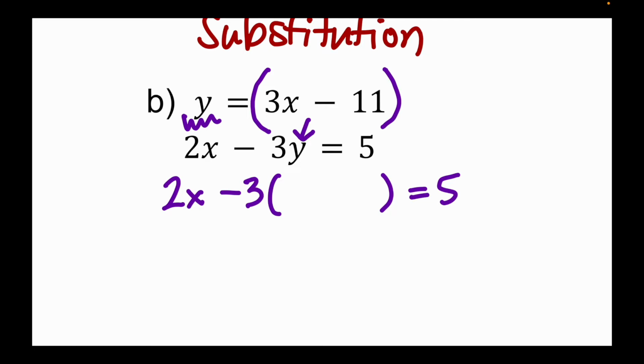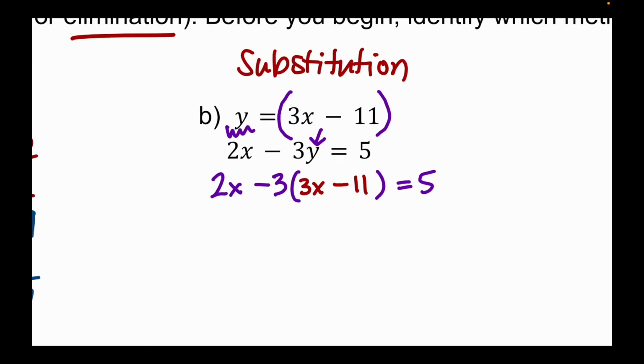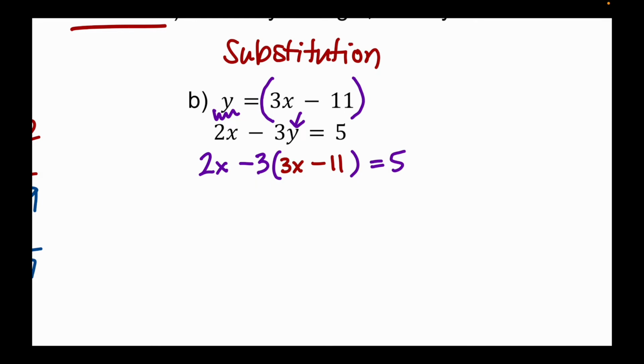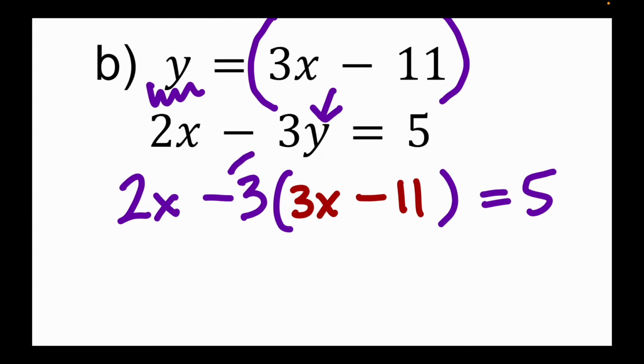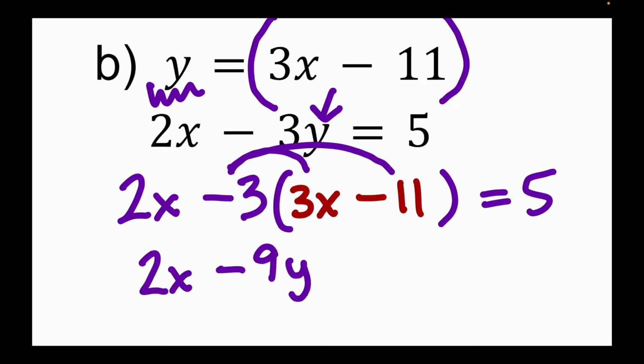So the substitution here, that's the 3x minus 11. And now what happens is this entire equation only has x in it. There's no y's, and I'm able to solve for x. So let's do that. I'm going to take -3 and distribute this -3 across. So 2x minus 9y, and then -3 times -11 is plus 33 is equal to 5.